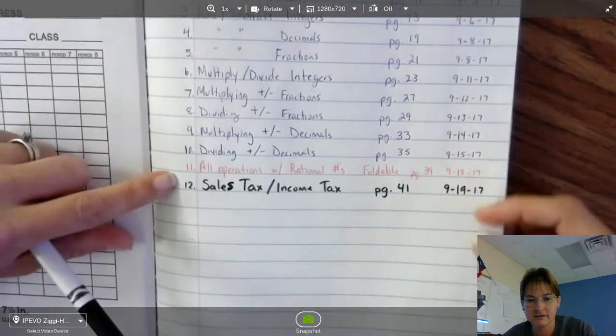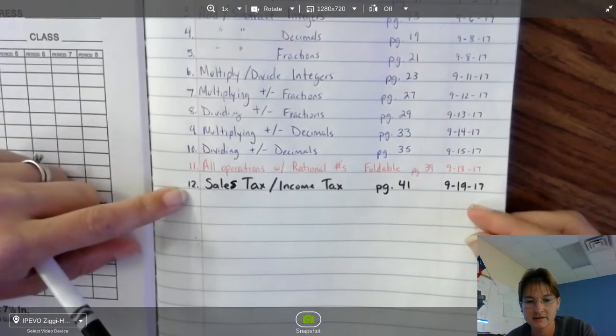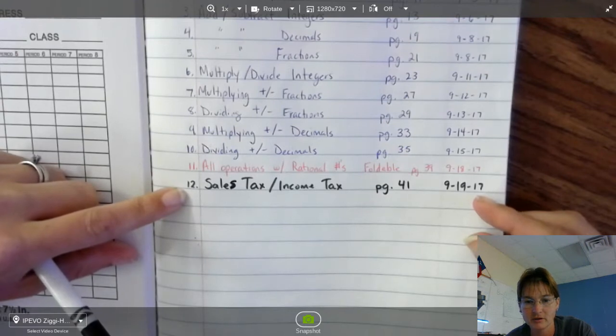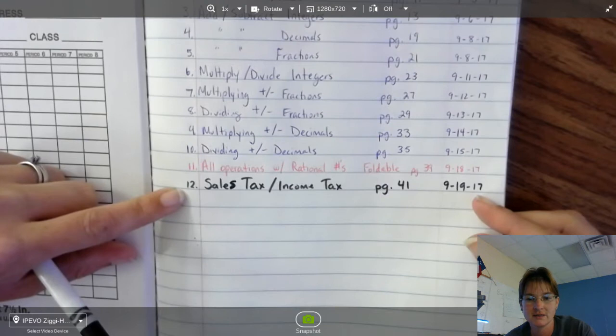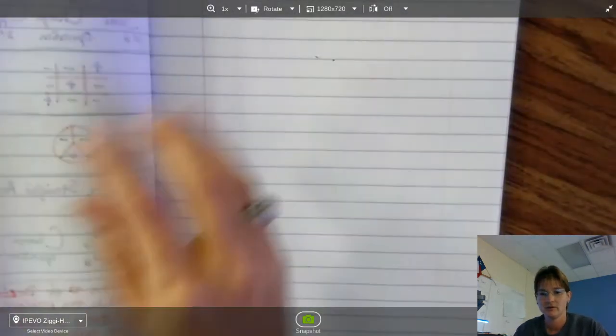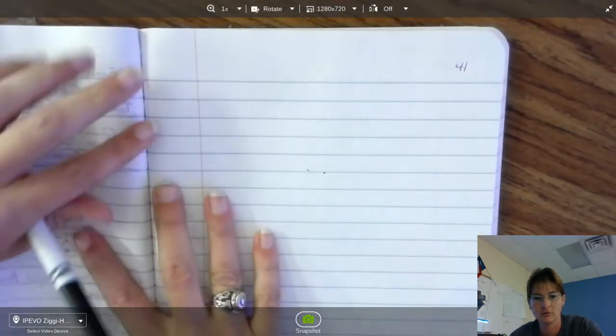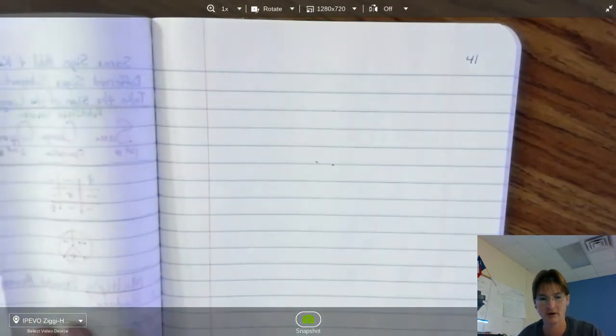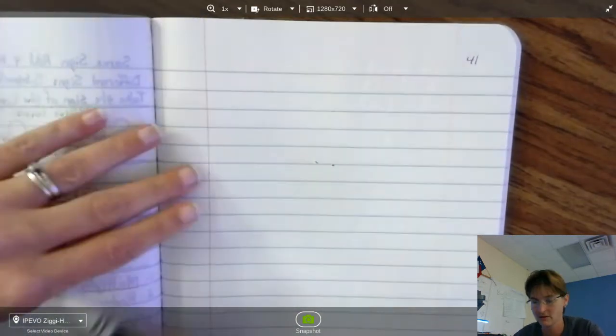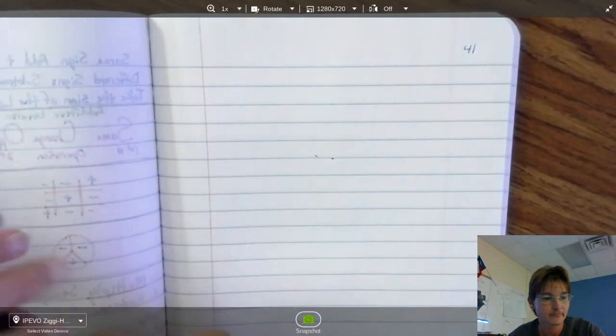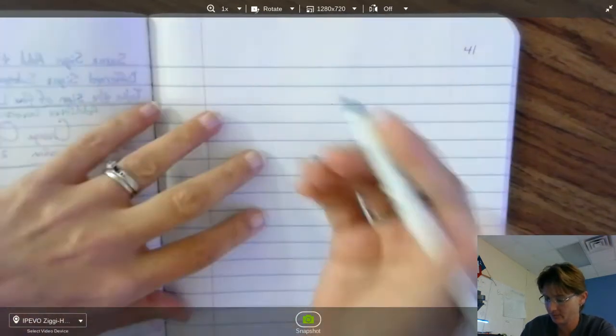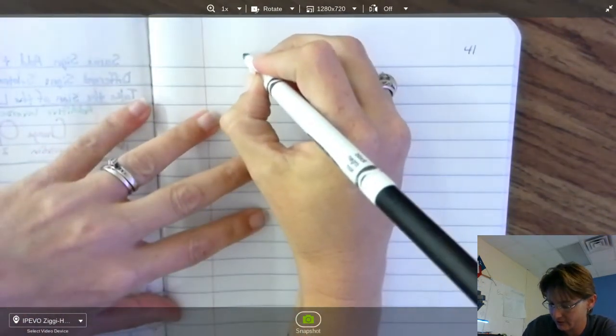Okay, so in this lesson, we're going to talk about sales tax and income tax. We're putting this on page 41 for Tuesday, the 19th. Go ahead and get that into your table of contents. And once you have that, please turn to page 41 or your next clean sheet. This is right after the foldable that we did the previous day. All right, so at the top, we're going to do sales tax first.